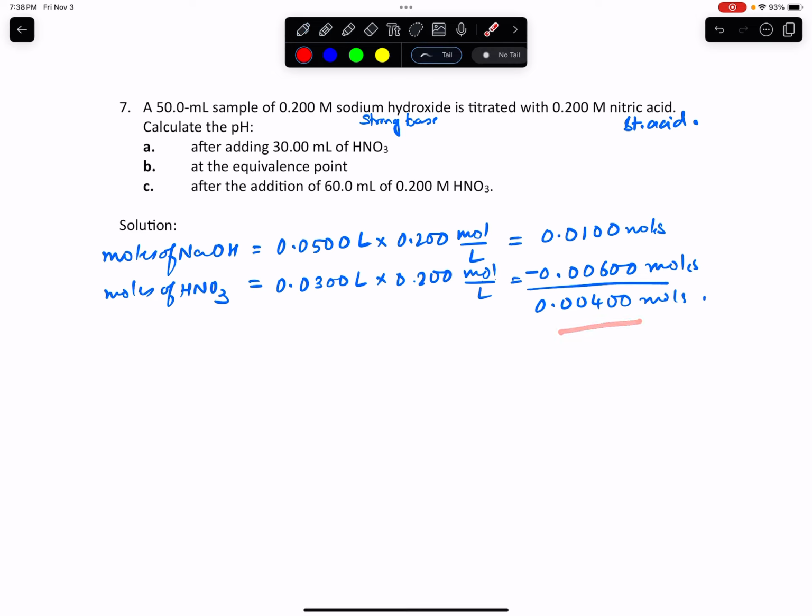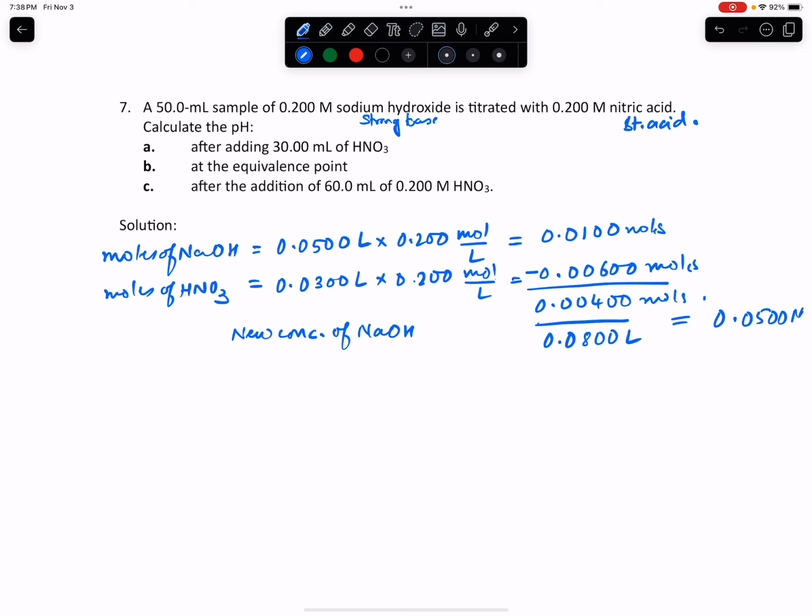Once we know the excess base, we have to calculate the new concentration of NaOH, which is the moles divided by the new volume. The new volume is 50 mL plus 30 mL, so we divide by 0.0800 liters, and that gives us a concentration of 0.0500 molarity.